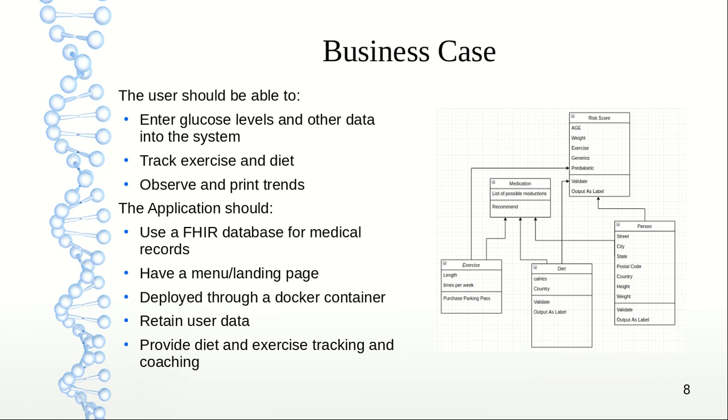So then when we look at the application, the user should be able to enter the glucose levels and other data into the system so they can track it. They should be able to track exercise and diet and observe and print those trends so they can take those with them to the doctor. The application should use a FHIR database. It should have a menu landing page deployed through Docker, retain user data, and provide diet and exercise tracking and coaching.